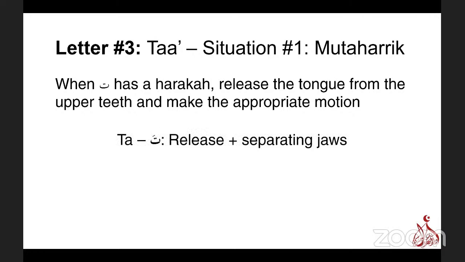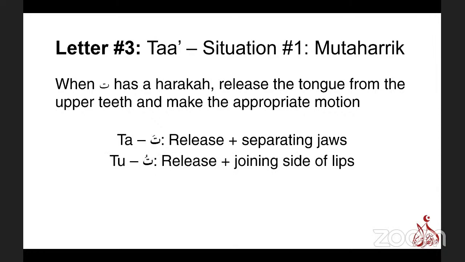If we're going to make a fatha, then we're going to release the tongue from our teeth, and then we're going to separate our jaws to make a ta sound. If you want to make a dhamma sound, we're going to release it, and then the side of our lips are going to somewhat come together. Tu. If we want to make a kasra sound, we're going to do the same thing, release the tongue, and then we're going to lower our jaw to make a ti sound. So ta, tu, and ti.